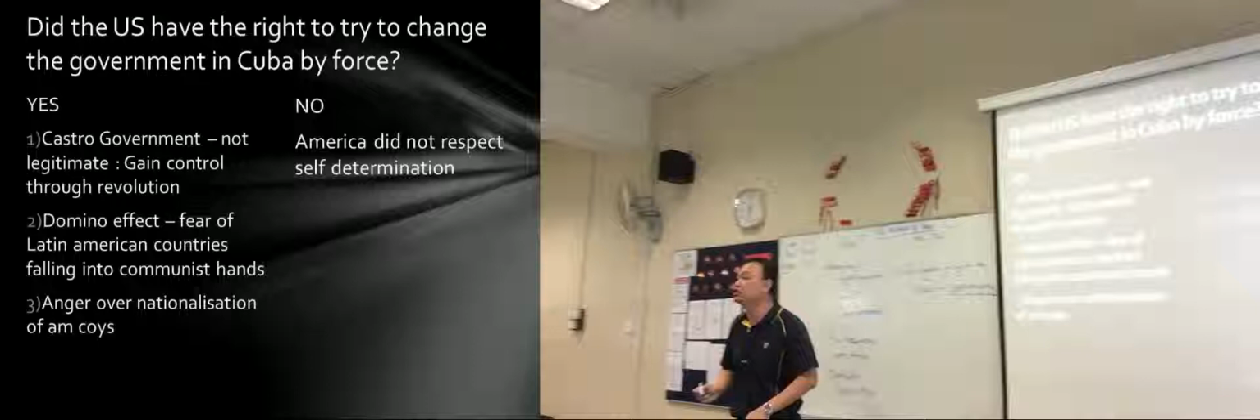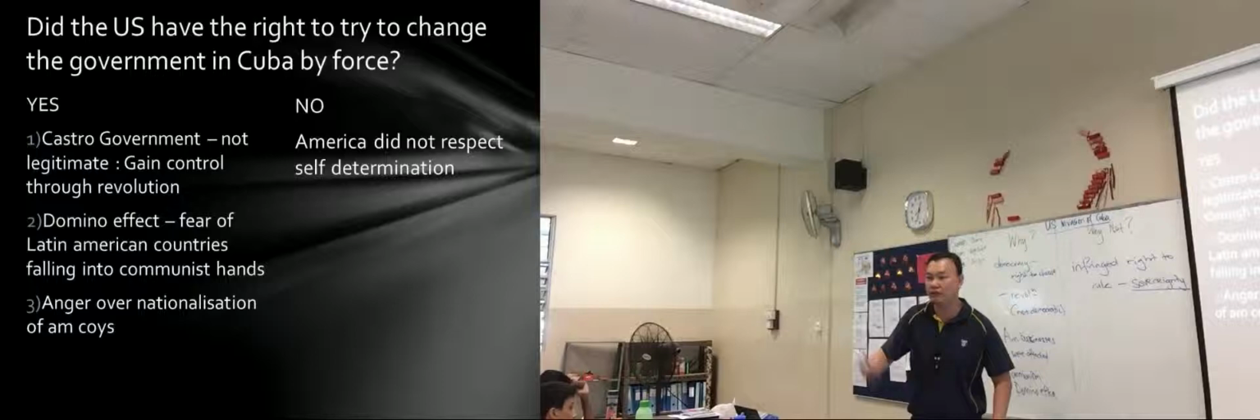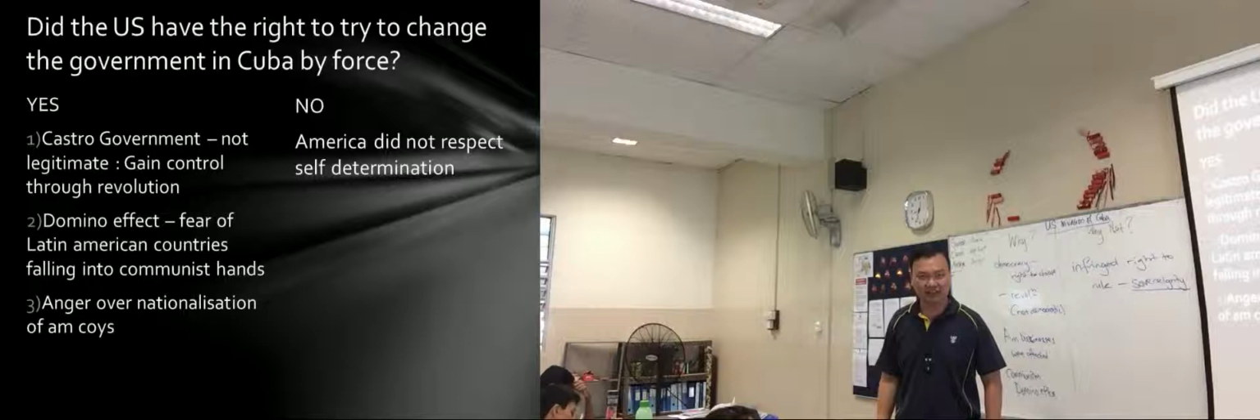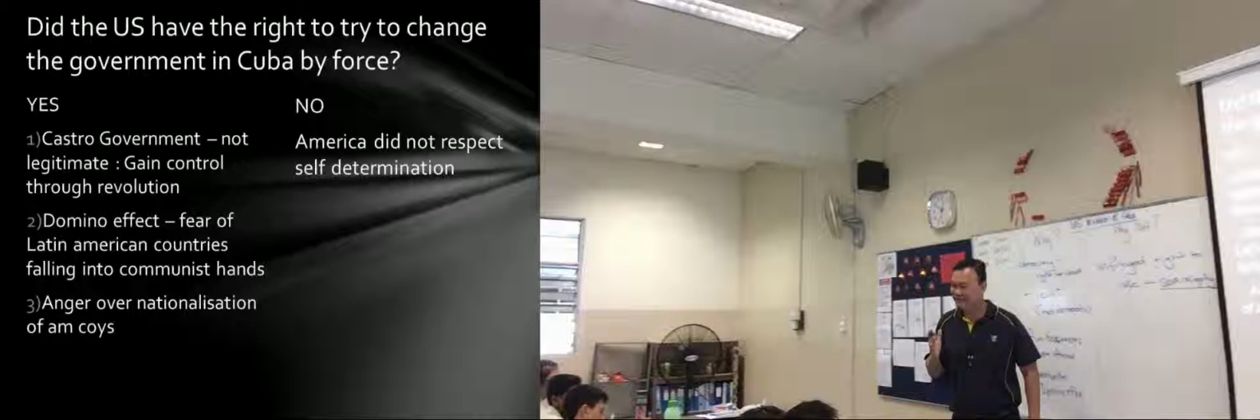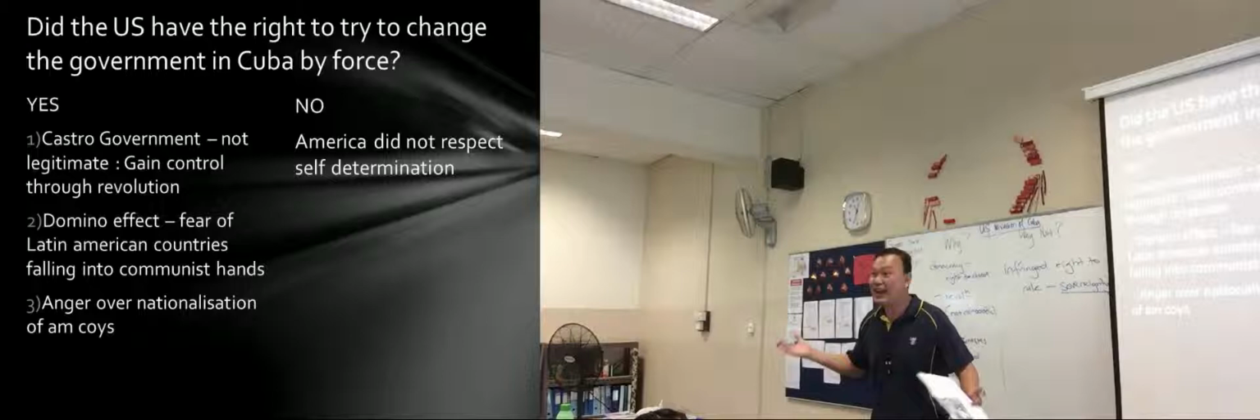Can you imagine if every American comes in and wants to meddle with our business? Oh, you shouldn't run your country this way, you should run it this way. That's also the wrong thing. So, because of that, it infringes on sovereignty. What other thing does it infringe on? What is the American key belief as a democratic country? People must have the right. Must have freedom.